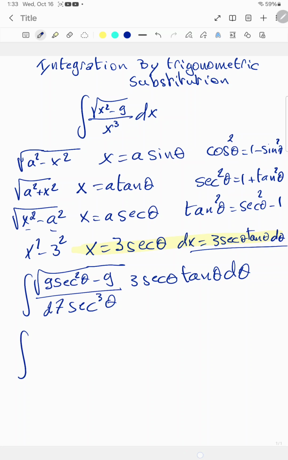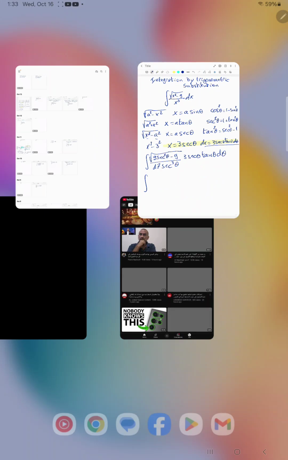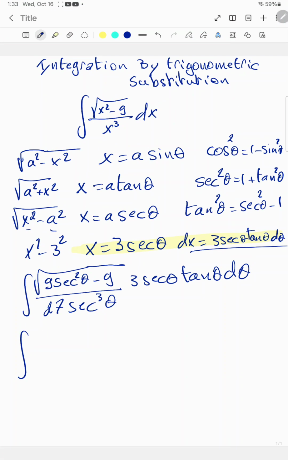So here I can factor out 9, and I will take it outside my square root as 3, because square root of 9 is equal to 3. So this becomes 3 square root of sec squared of theta minus 1. So I factored out 9, so it becomes 9 parenthesis sec squared of theta minus 1, and then I took the 9 outside the square root as 3. This is what I did, times 3 sec of theta tan of theta d theta.